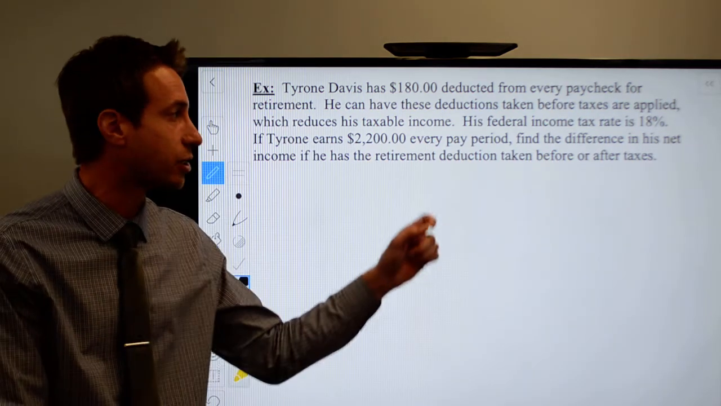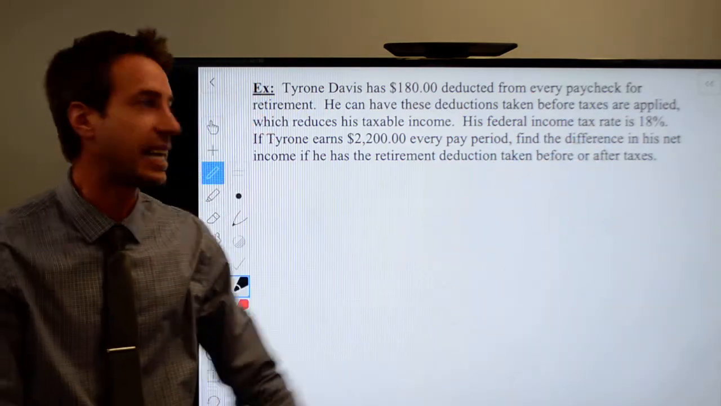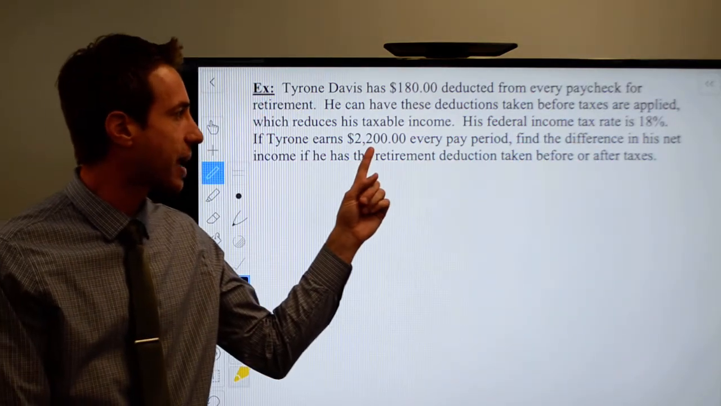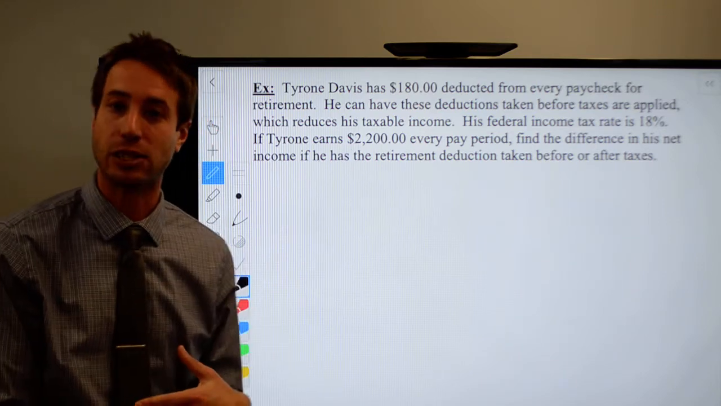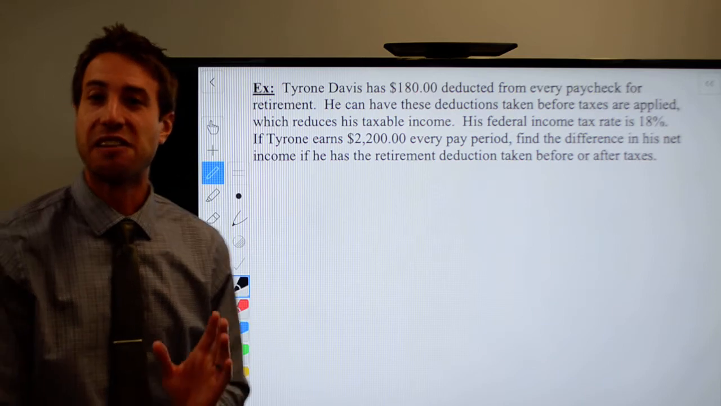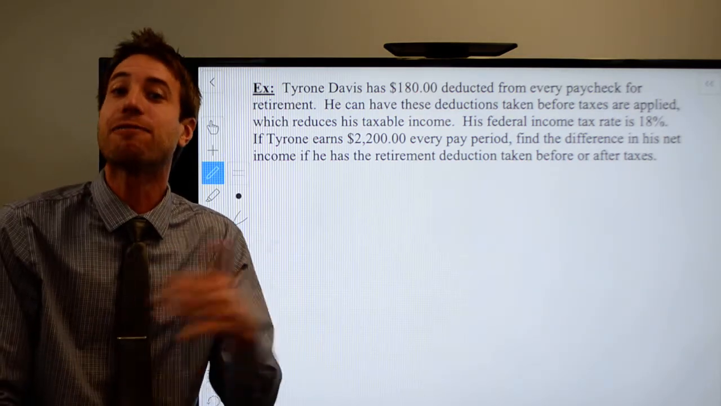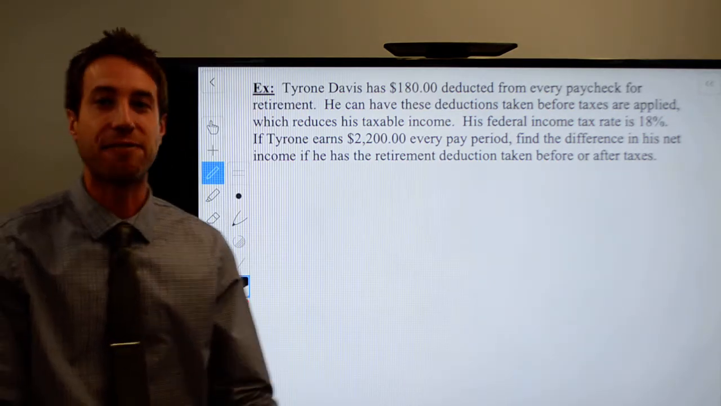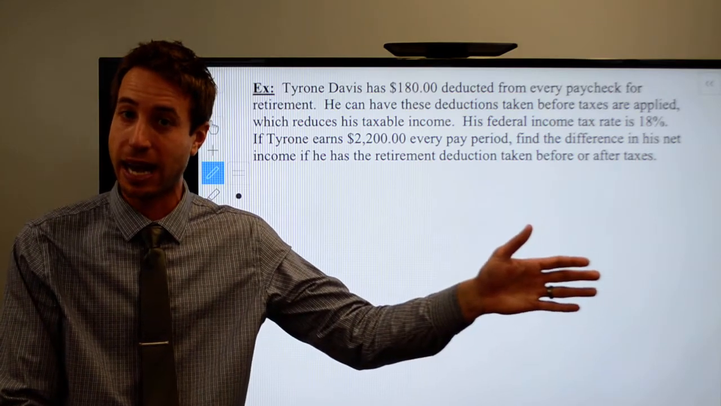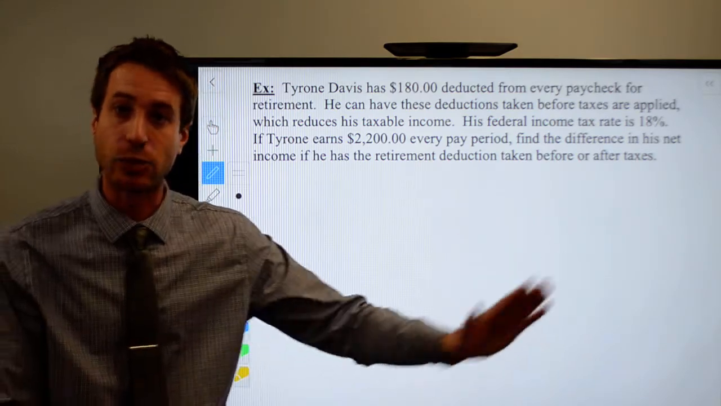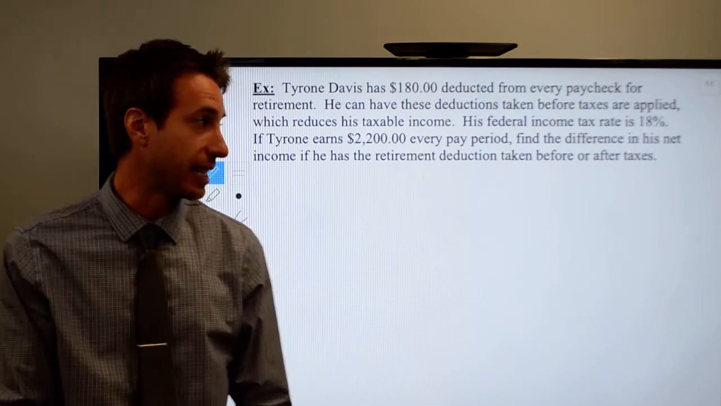What we're being asked to do is we're told that Tyrone pays a federal income tax rate of 18%. If Tyrone's paychecks, every paycheck is $2,200, what we're asked to do is find the difference. Figure out how much money, right? What is the difference in his paycheck if he has taxes taken out before putting money in the retirement account or putting money in the retirement account and then paying his taxes on his income.